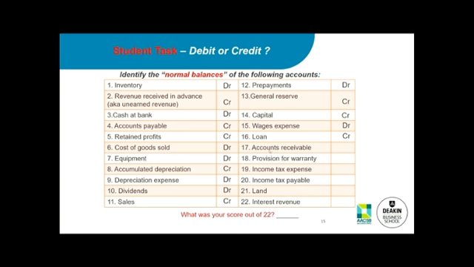Accounts receivable is an asset, so that's a debit. Provision for warranty is a liability, so that's a credit. Income tax is an expense, so that's a debit. Tax payable is a liability, a credit. Land is an asset, so that's a debit. And interest revenue should be a credit. All right, tick them off, folks.